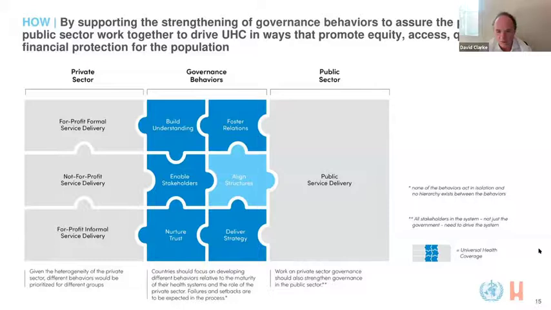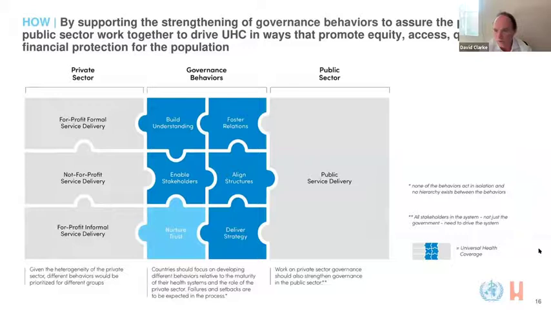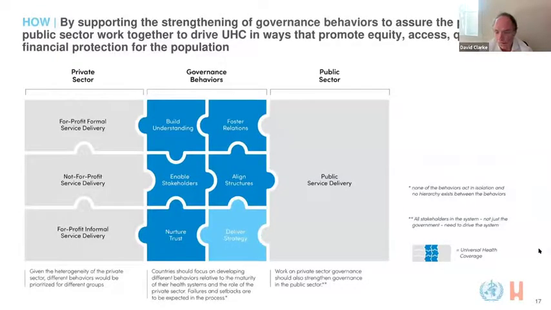The next governance behavior is a very important one, and that is the concept of nurturing trust. Trust is a very important aspect in discussions about public-private engagement. And what we mean by trust is ensuring that partners are fully accountable to each other, so the public to the private and the private to the public, for their actions, all aligned to the health system outcomes that we all want. And the last one is about delivering strategy. What's important here is the importance of formulating strategic policy direction. The objective here is to make sure that everybody's on the same page with an agreed sense of direction, and where that sense of direction articulates clear roles and responsibilities for all health system actors, whether they be public or private.